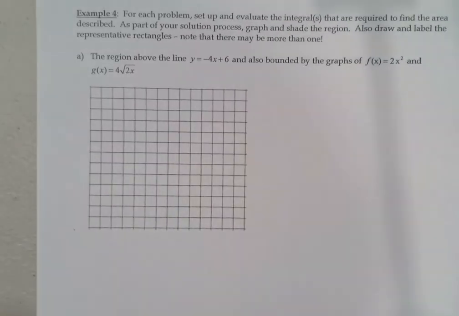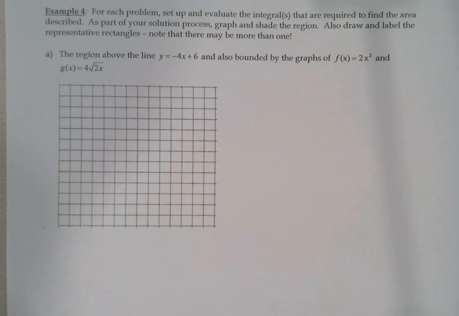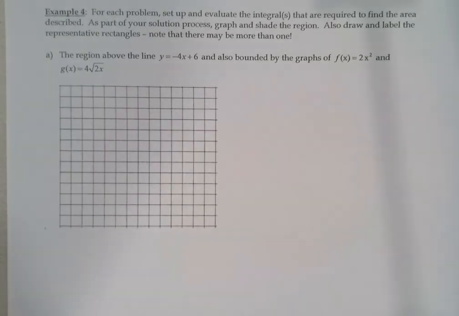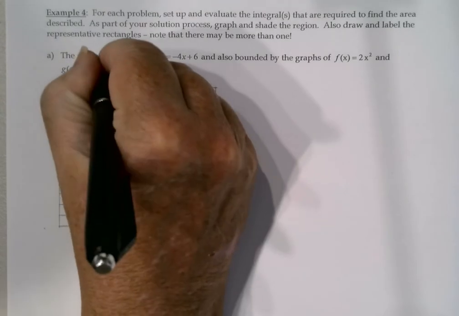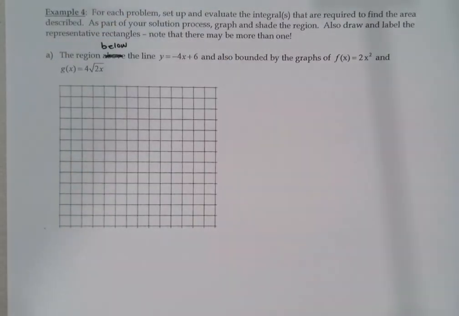So, in example 4, we are going to go ahead and set the integrals up by hand, and we're going to go ahead and evaluate them by the calculator. As usual, we'll graph, we'll shade our region, and we'll draw our representative rectangles. So, for part A, we want the region, and actually this is a typo, that should be the region below the line y equals negative 4x plus 6, and also bounded by the graphs f of x equals 2x squared, and g of x equals 4 times the square root of 2x.